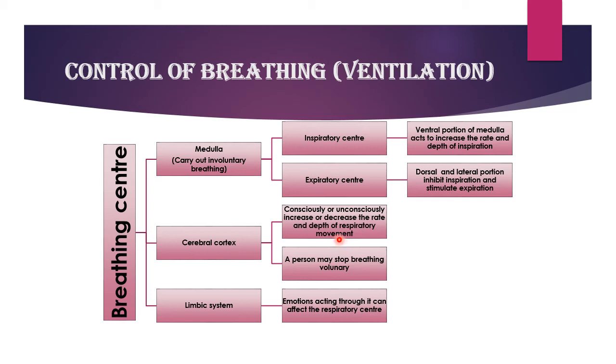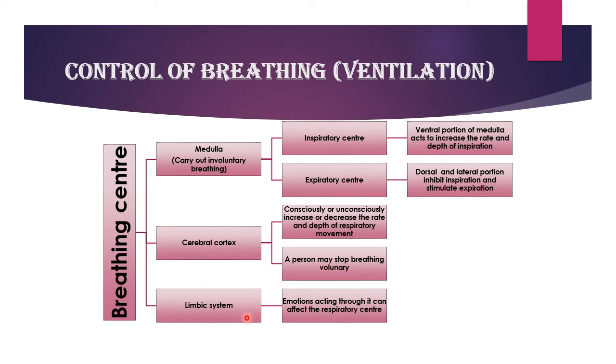During our normal routines, different events occur in our life, so that consciously or unconsciously our rate of breathing or respiration gets increased or decreased. These changes in breathing movement are controlled by the cerebral cortex. And as you have studied, the cerebral cortex helps a person to stop breathing even voluntarily.